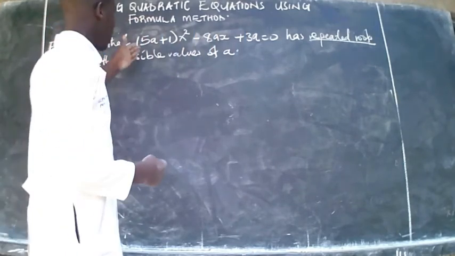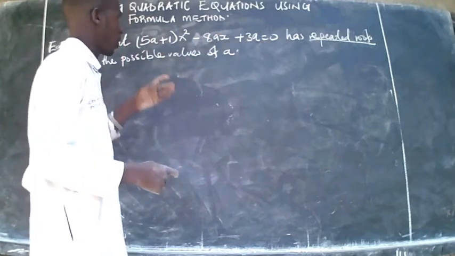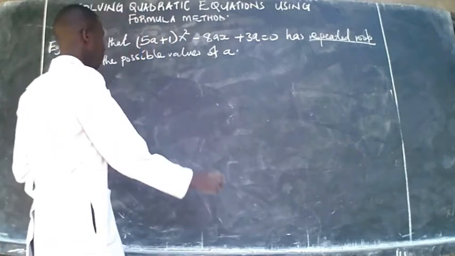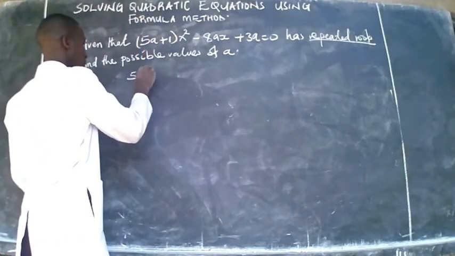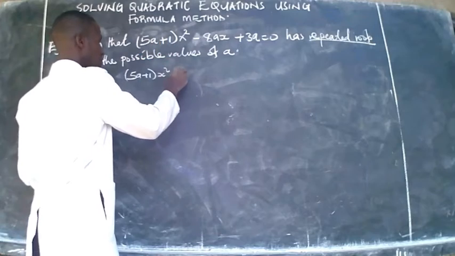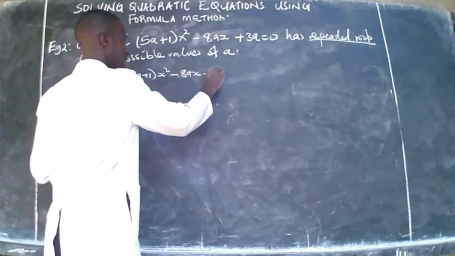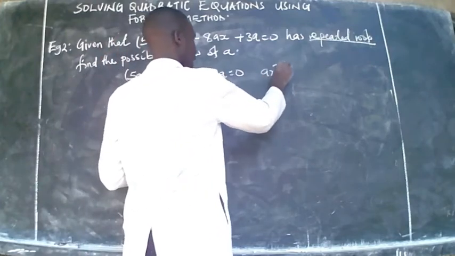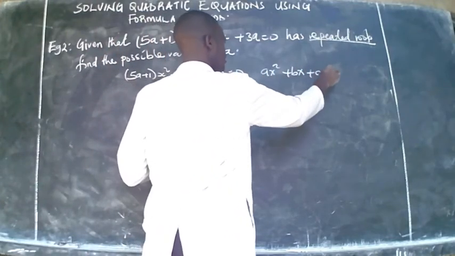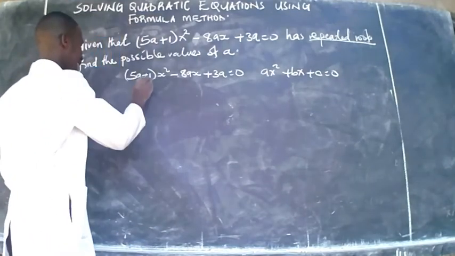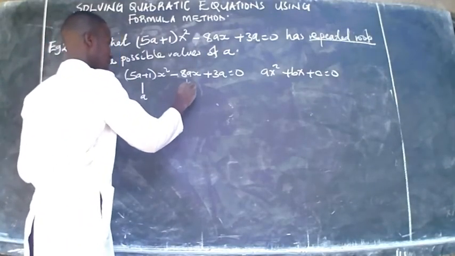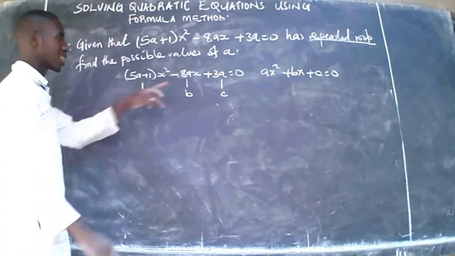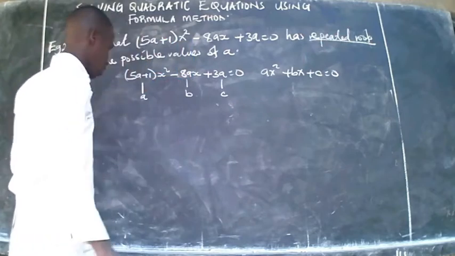So we have this equation. They're saying that it has repeated roots. Find the possible values of a. That one is just simple. If the equation is (5a plus 1)x squared minus 8ax plus 3a equals 0, please don't forget we are comparing with ax squared plus bx plus c equals 0. Automatically, this one becomes our a, this one becomes our b, and this becomes our c.